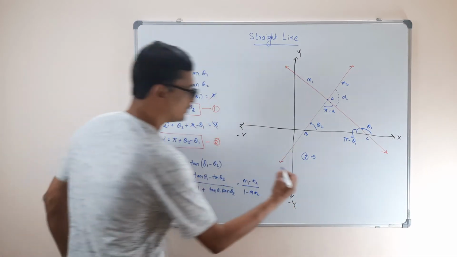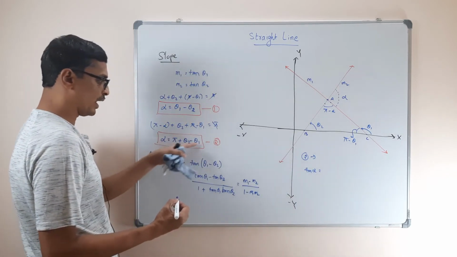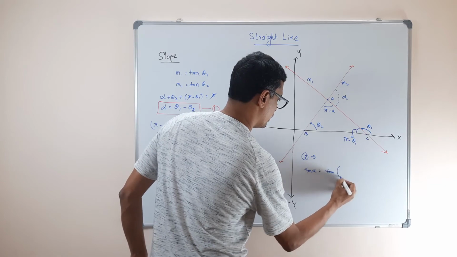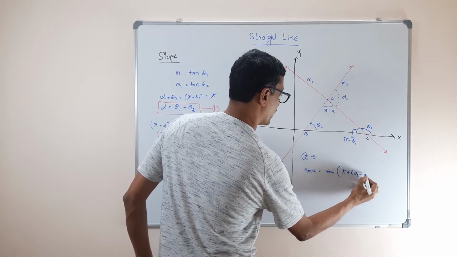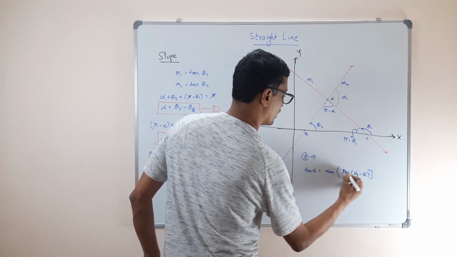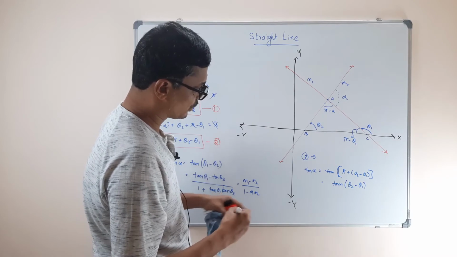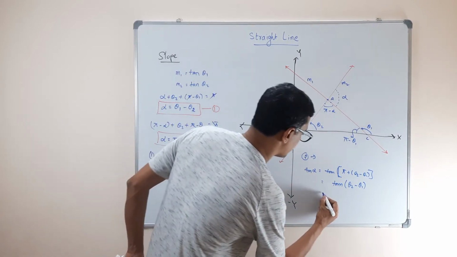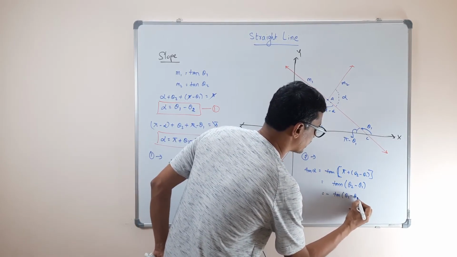Tan alpha will be equal to tan of this whole angle, correct? So what will that be? Tan of pi plus theta 2 minus theta 1. Am I right? So which quadrant is it? Pi plus theta, so this will be tan theta 2 minus theta 1, or I can write it as minus tan theta 1 minus theta 2.